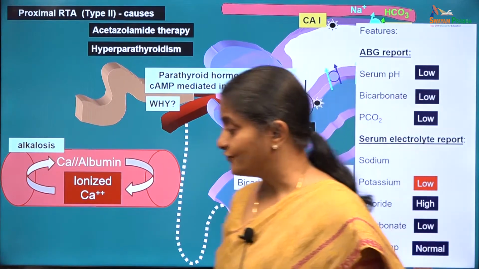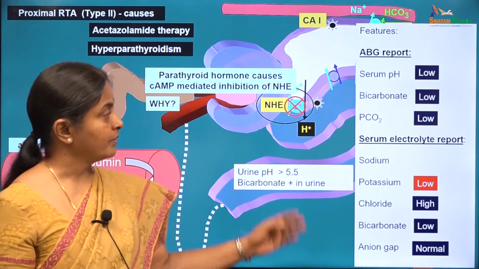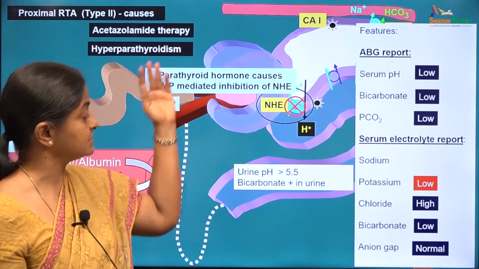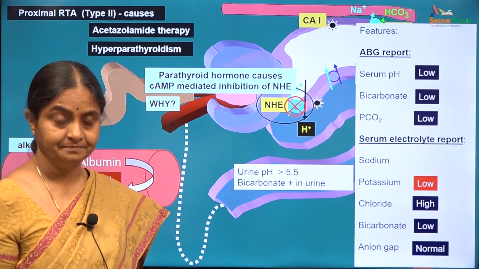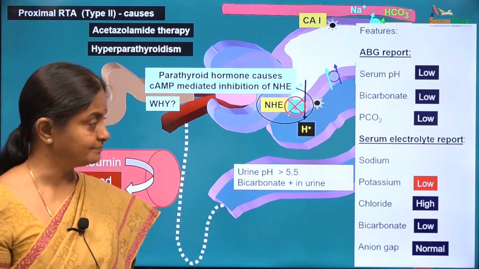The features of proximal renal tubular acidosis due to hyperparathyroidism are very similar to what happens in acetazolamide therapy. Why the hypokalemia? We'll reserve the question for later.